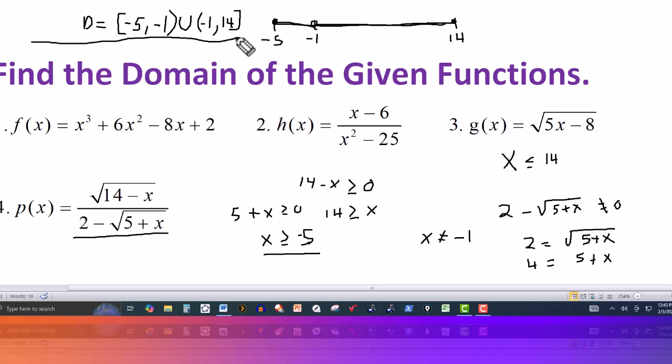Everything between negative 5 and negative 1, negative 5 included, the negative 1 is not. And then together with everything to the right of negative 1, all the way to 14. The 14 is included, the negative 1 is not.